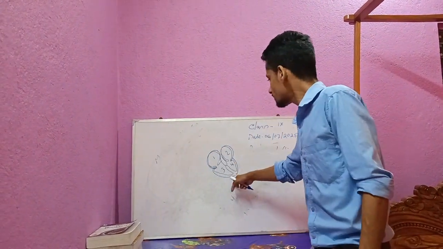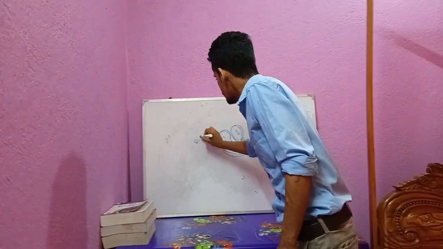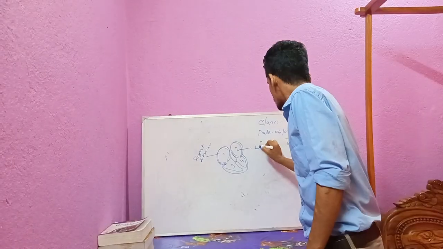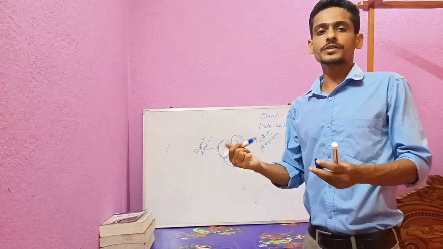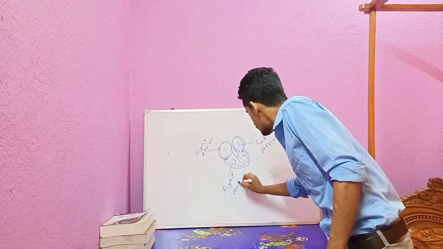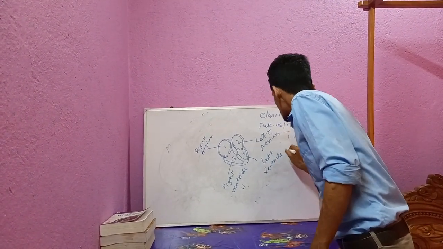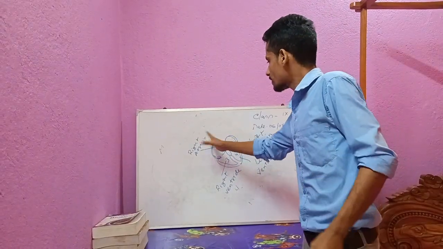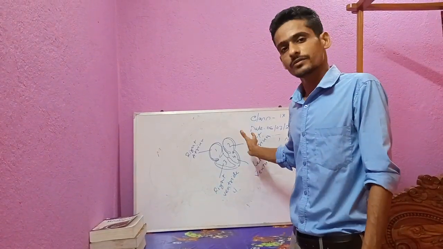This is the right side of the heart and this is the left side of the heart. The right side is known as the right atrium, and this is the left side, called the left atrium. The lower two chambers are called ventricles. This is called the right ventricle, and this is the left ventricle. So we can see that our heart contains four chambers: the upper two are the right atrium and left atrium, and the lower two are the right ventricle and left ventricle.